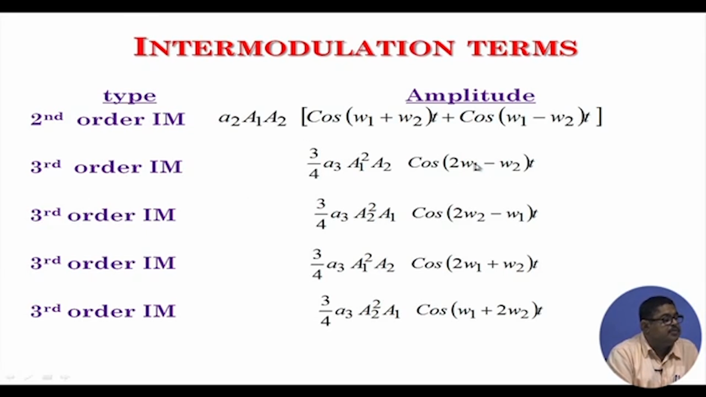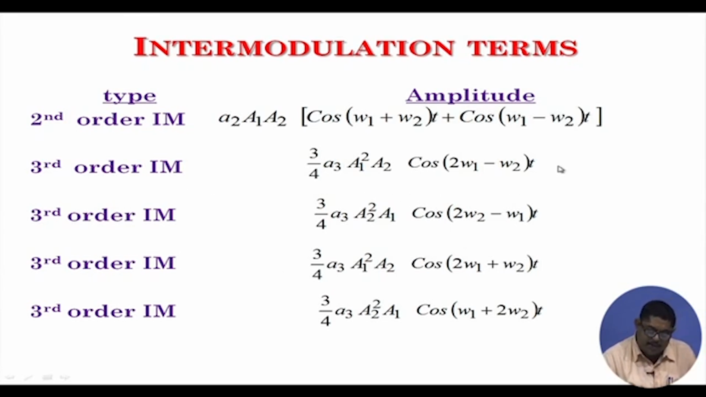Then third order IM: you see 2 omega 1 minus omega 2, so 2 plus 1, that is why it is third order IM. Here you see 2 and 1, so 3; 1 and 2, so 3. So, all these are third order IM. That means the frequency components 2 omega 1 minus omega 2, 2 omega 2 minus omega 1, 2 omega 1 plus omega 2, omega 1 plus 2 omega 2, all these are examples of third order IM.